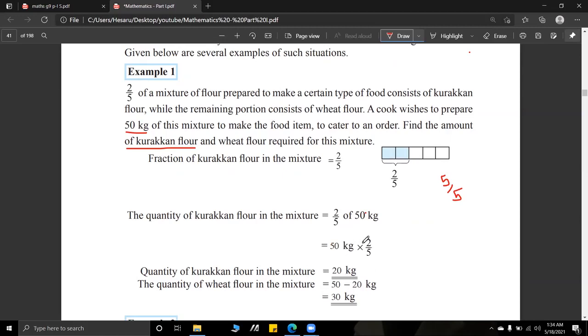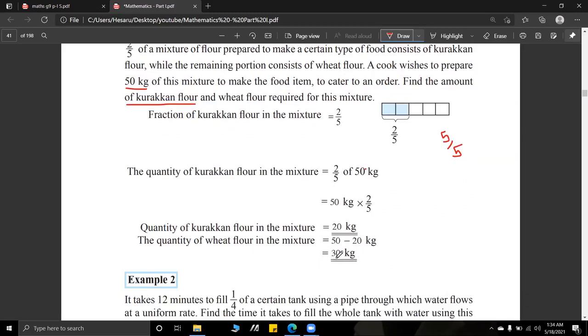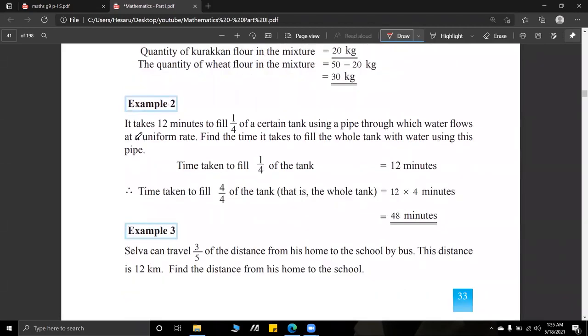Then they are asking about wheat flour. This mixture contains kurakan flour and wheat flour. So if there is a 20 kilogram part of kurakan flour, the remaining should be wheat flour. By subtracting it from the total, you can get 30 kilograms of wheat flour.